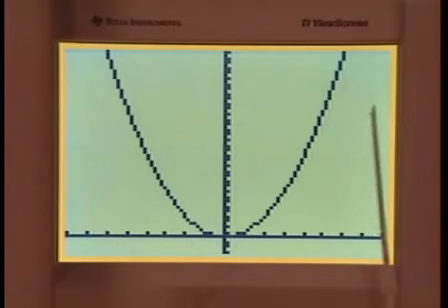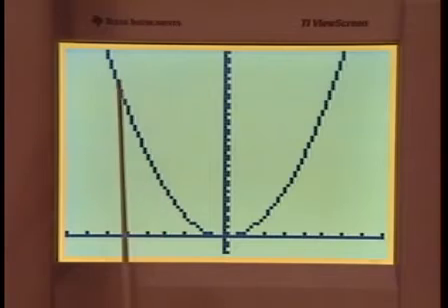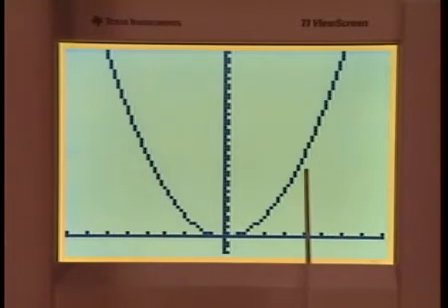This is called a parabola. We will have a chance to say that name over and over again. That's the graph of a quadratic function.